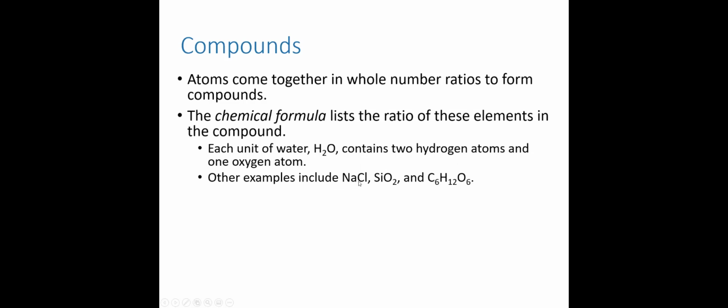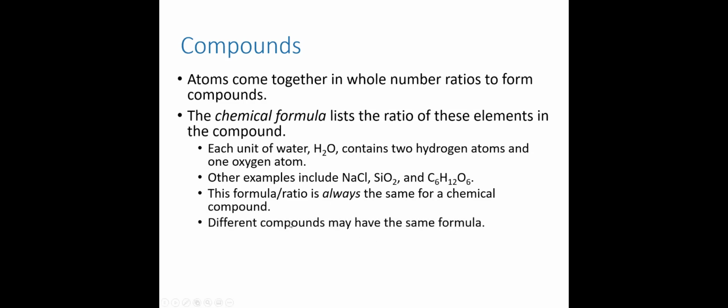So sodium chloride, which is just plain old table salt, silicon dioxide, which is found in sand and glass, and C6H12O6, which is the formula for glucose. So for any given chemical compound, that ratio is always going to be the same. Different compounds can share the same formula. I know that in the last chapter I gave the example of saying that this is the formula for glucose as well as fructose as well as galactose and some other carbohydrates and other compounds which are not carbohydrates.